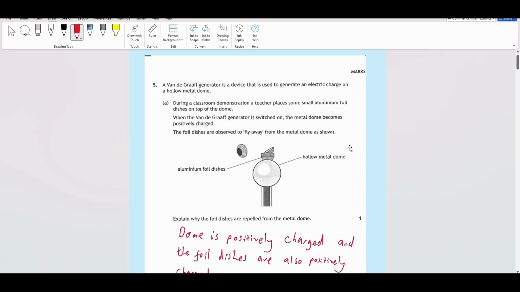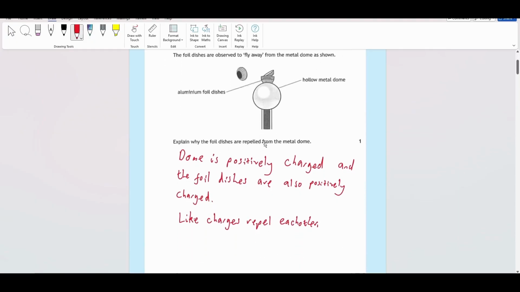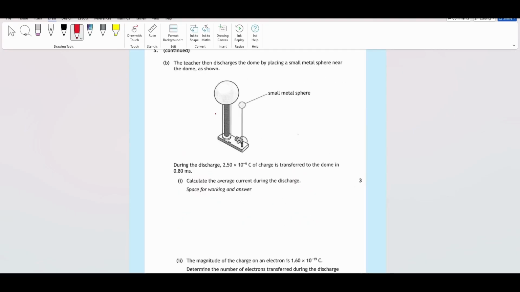So question 5 is about a Van de Graaff generator, and we need to explain why the foil dishes are repelled from the metal dome when foil dishes are observed to fly away from the metal dome, as shown. So I've written, the dome is positively charged and the foil dishes are also positively charged, and like charges repel each other. 5b says the teacher then discharges the dome by placing a small metal sphere near the dome as shown. During the discharge, 2.5 times 10 to the negative 6 coulombs of charge is transferred to the dome in 0.8 milliseconds. We have to calculate the average current during the discharge.